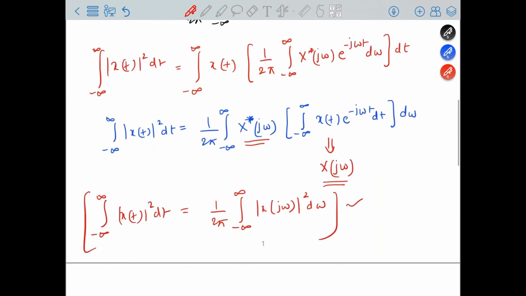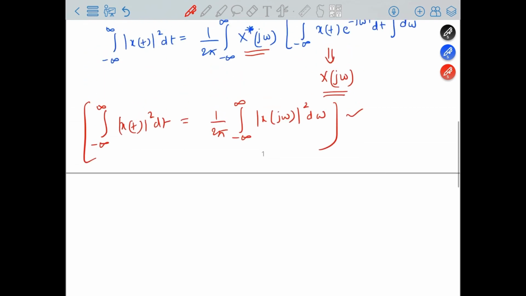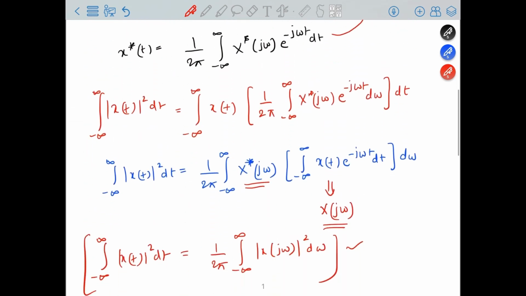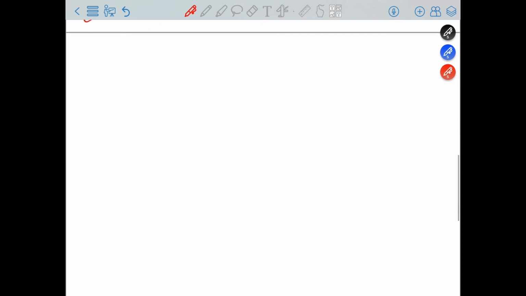We'll also solve some numericals in the subsequent videos, but here we are just giving the statement, and when we do some numericals, then the concept of Parseval's relation will be more clear. So we'll move on to our next property, that is the convolution property.